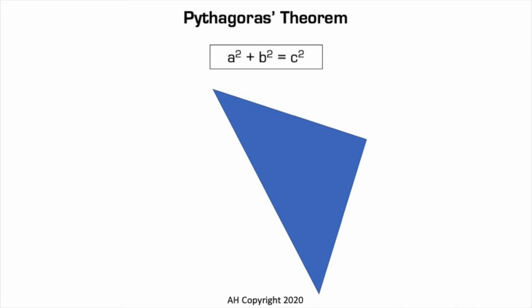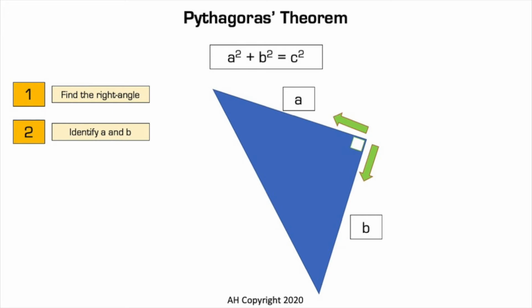So let's give this triangle a bit of a whirl. To identify which side is A, B, and C, we will follow 3 steps. Firstly, identify the right angle or the 90-degree angle. From that point, we can identify our A and our B. And C will be on the opposite side of the point.